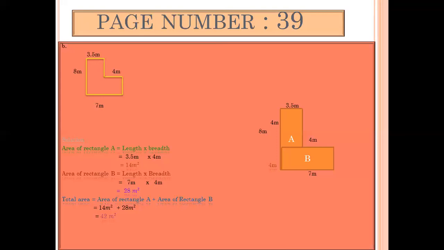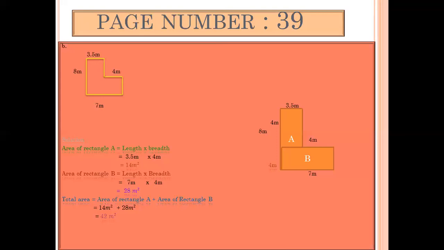In the actual diagram, we have 4 measurements, 2 lengths and 2 breadths are given. The 2 lengths are 3.5 meter and 7 meter. And the 2 breadths are 8 meter and 4 meter.